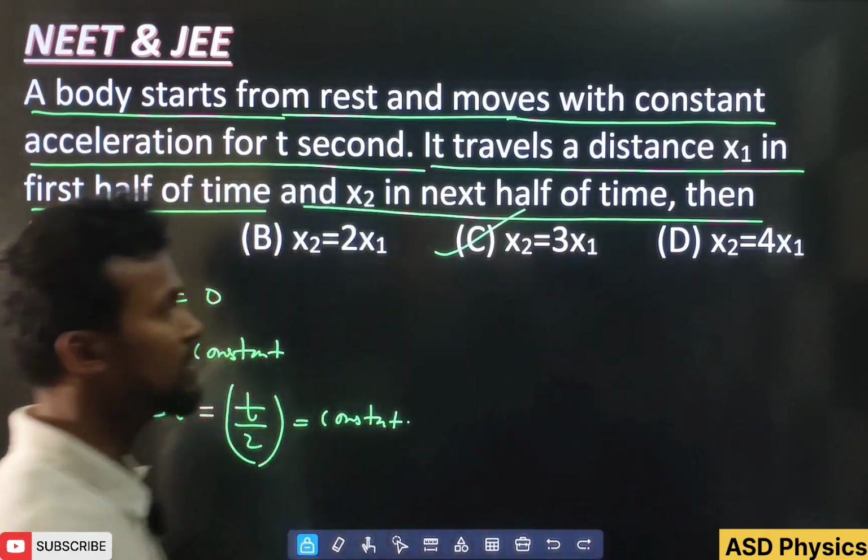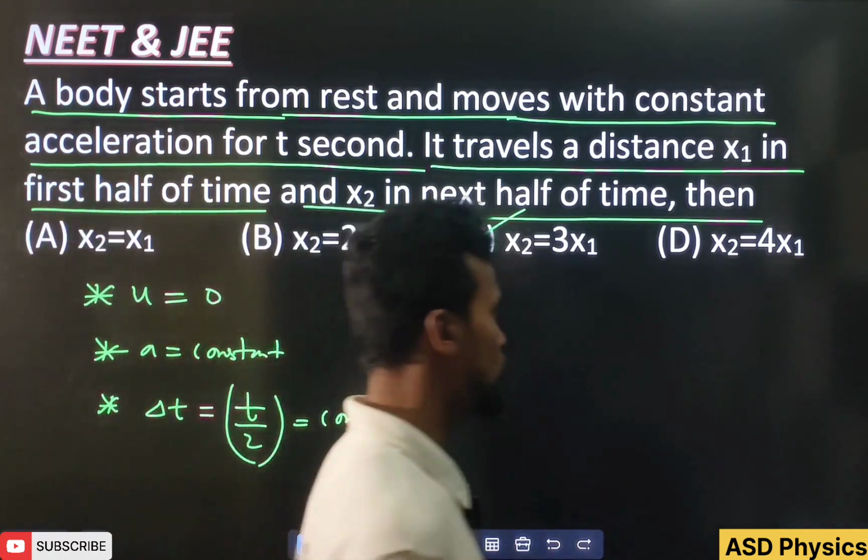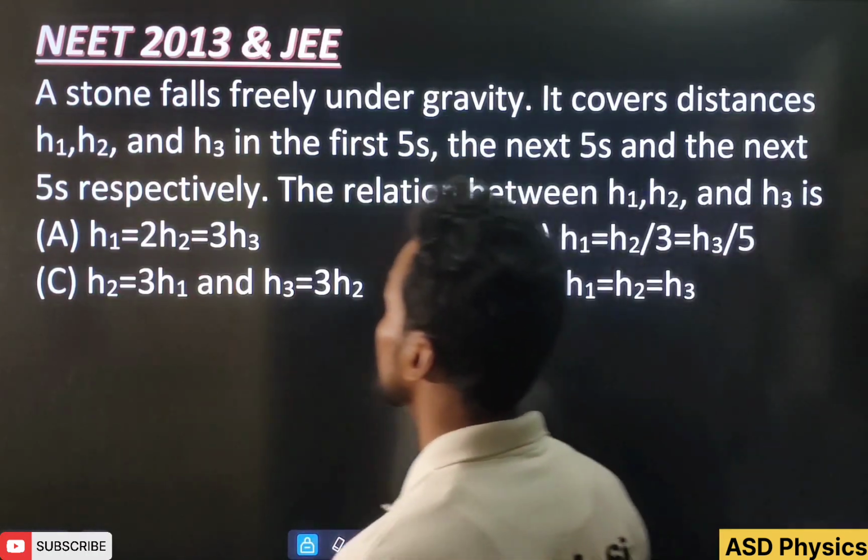So what will come here in the same way? The x2 will come here, 3x1 here. Okay. First t by 2, x1. Next t by 2, 3x1. And that is only x2. Next one, see here.